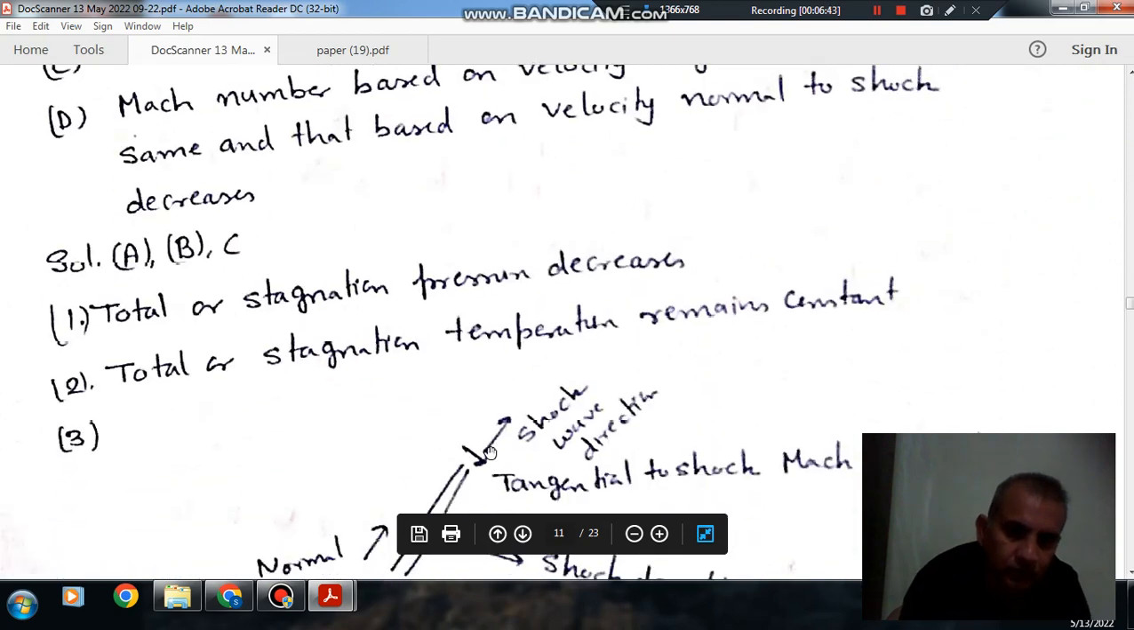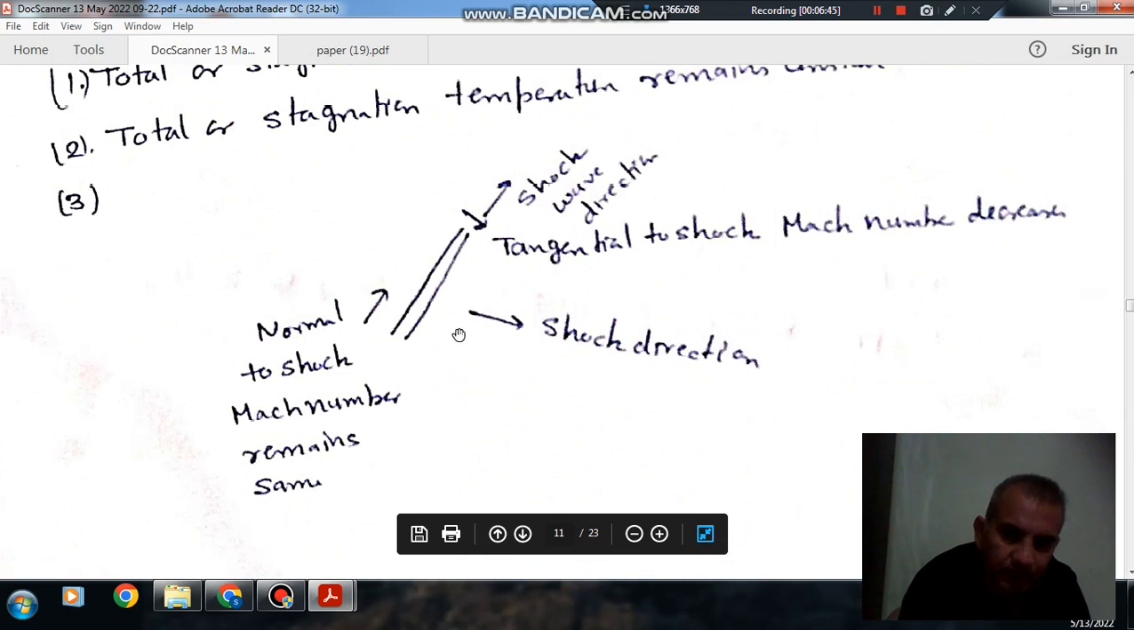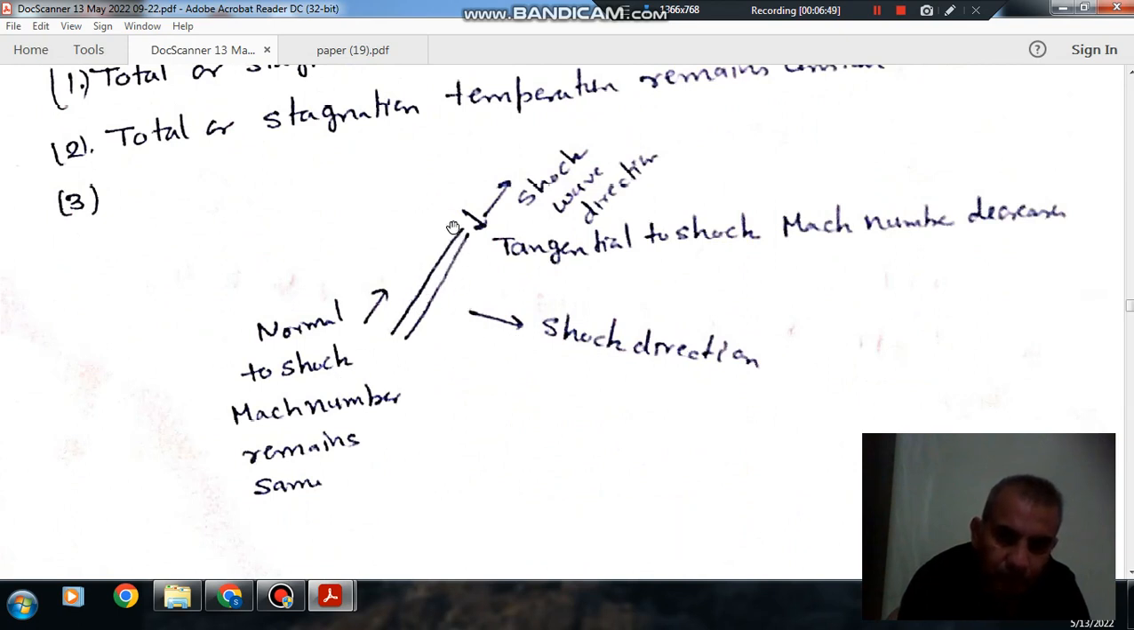Okay, now this is your shock direction. This is the direction tangential to the shock. Okay, tangential to the shock, the Mach number is decreasing because the shock is occurring. Okay, and this is your shock wave. This is the shock wave direction, this is the shock direction.